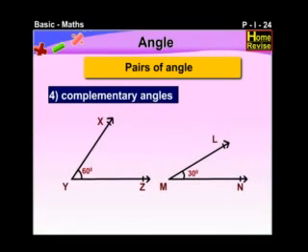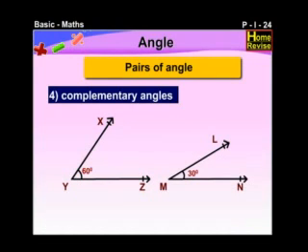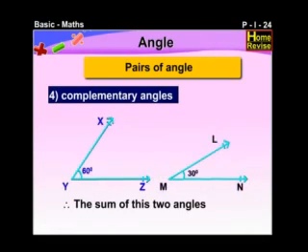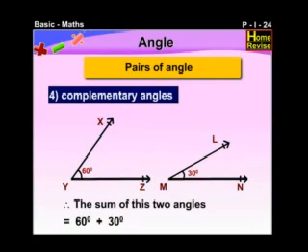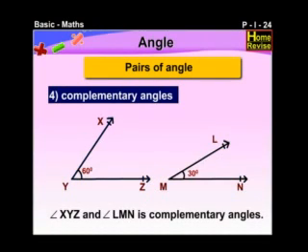Look at the figure. Angle XYZ and angle LMN are complementary angles. Angle XYZ is equal to 60 degrees. Angle LMN is equal to 30 degrees. Therefore, the sum of these two angles is equal to 60 degrees plus 30 degrees, that equals 90 degrees. Therefore, we can say that angle XYZ and angle LMN are complementary angles.